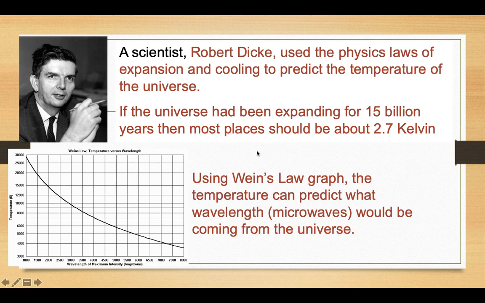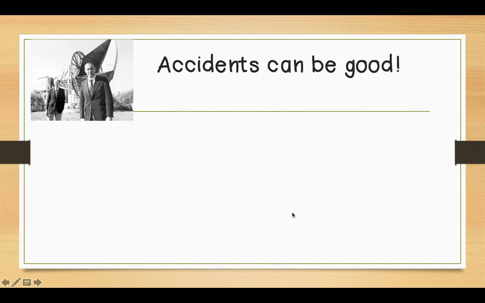Now, this is all scientific ideas, but it's still a prediction. It's a theory that makes sense, and there are lots of things to support it, but we don't have any evidence yet to prove that the temperature is 2.7, to prove that it's microwaves. Well, that's where our last guys come in, and this actually was totally an accident.